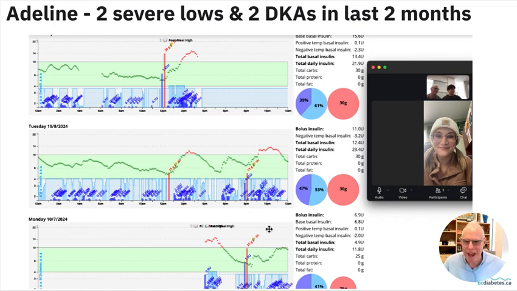Here's Adeline. Adeline is from, I think, Toronto. The diabetes technologist, Duncan, had her booked for a one and done appointment. And Duncan said, Dr. Elliott, I'm not sure what to do here. Adeline has been in hospital 4 times in the last 2 months, 2 with passing out lows and 2 with DKA. And I just wanted your guidance on what I should do here.